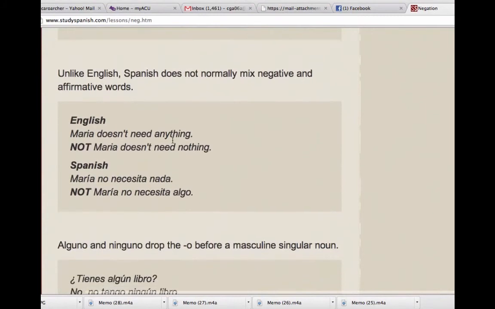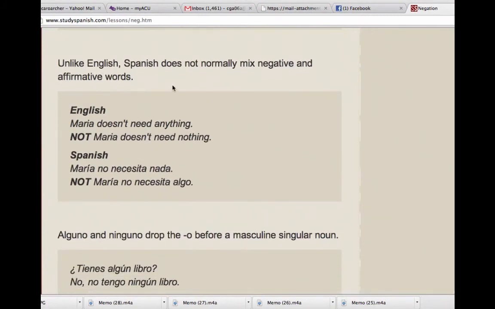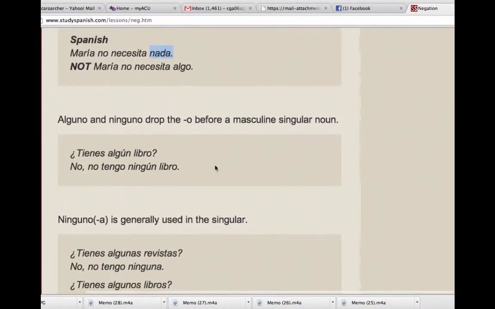Muy bien. Unlike English, Spanish does not normally mix negative and affirmative words, okay? Maria doesn't need anything. Not Maria doesn't need nothing. Well, I know people say that, but it's not correct, okay? So in Spanish, it would be María no necesita nada, okay? Not María no necesita algo, okay? When you are talking in the negative sense, you have to use a word that communicates negative, okay?